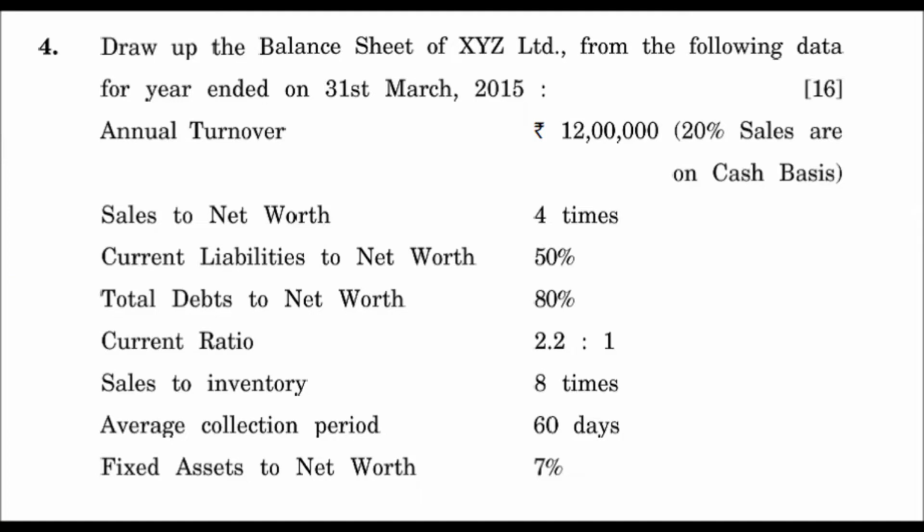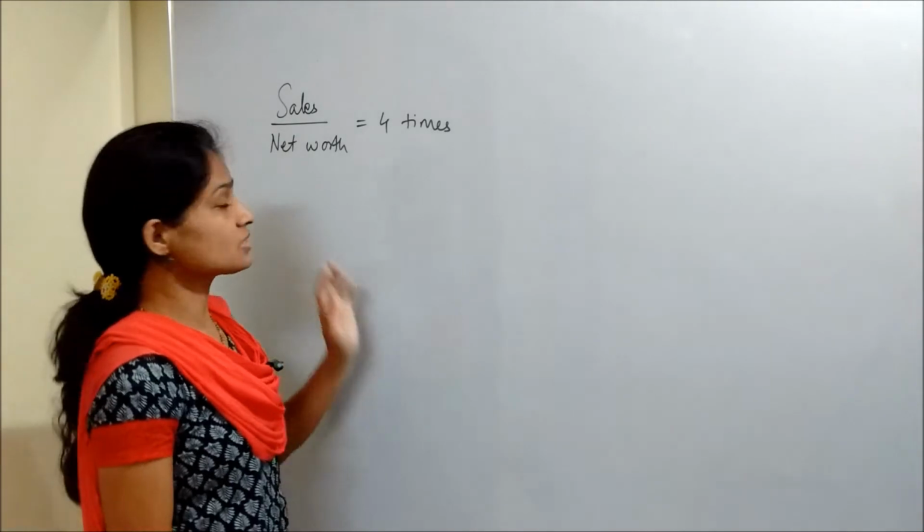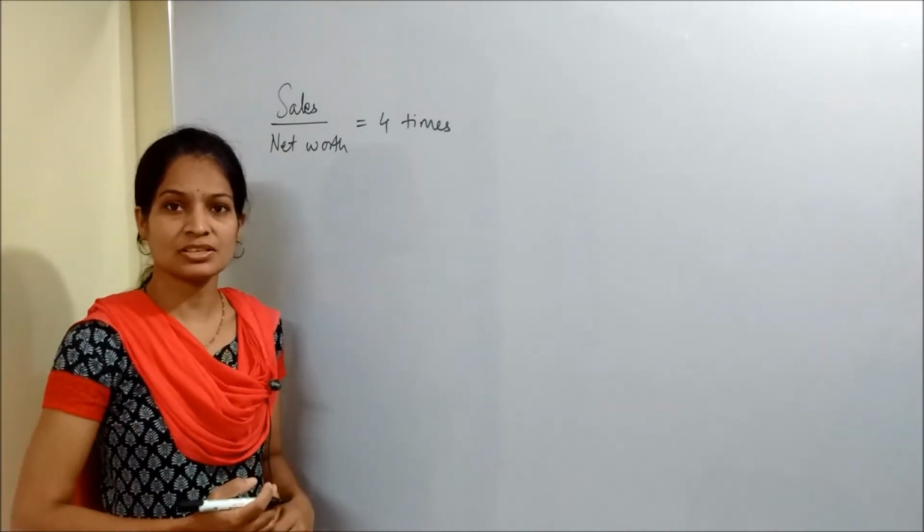Just one correction in the sum. Fixed assets to net worth is 70% instead of 7%. Now in the given sum you can see they have given you details about the sales, and they have also given you the ratio sales to net worth, 4 times. Now you can easily understand, sales amount you already have, so you can easily find out net worth using the formula, or ratio, which is given in the sum.